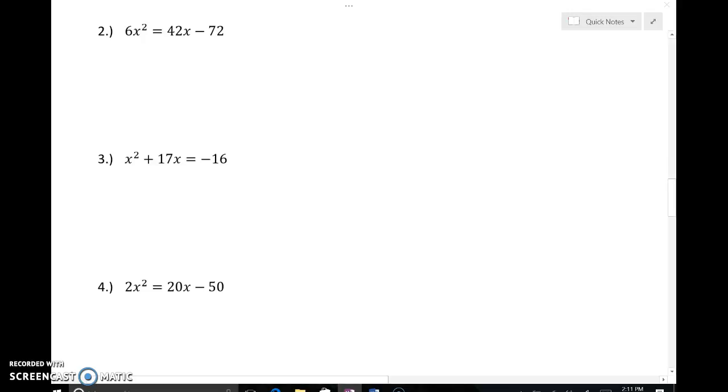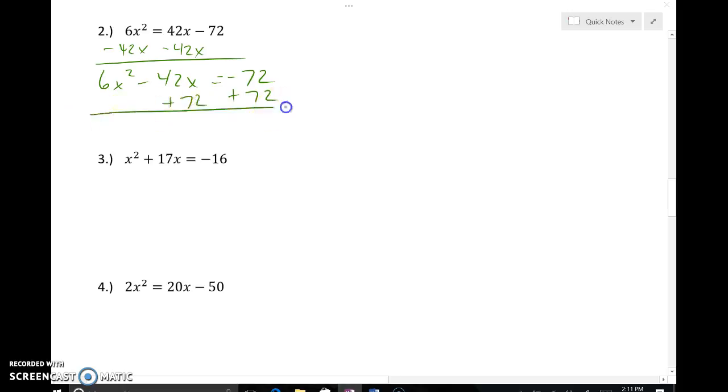So the first thing I'm going to do is subtract 42x from both sides. 6x squared minus 42x equals negative 72. Then I'm going to add 72 to both sides. And now I've got 6x squared minus 42x plus 72 is equal to 0.